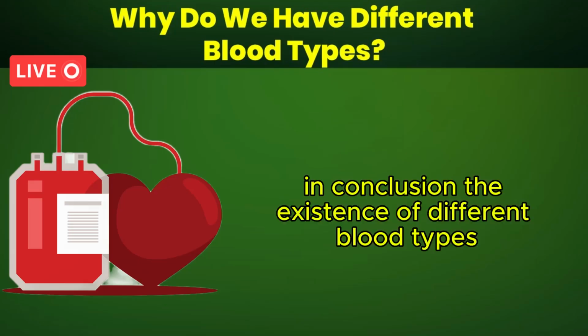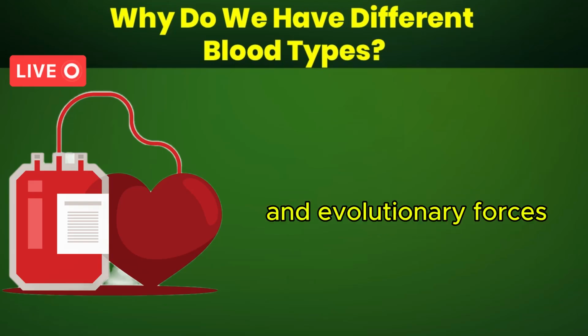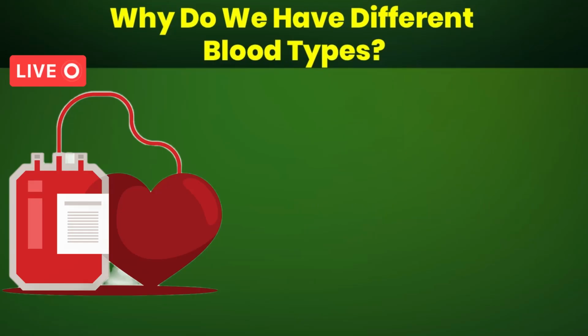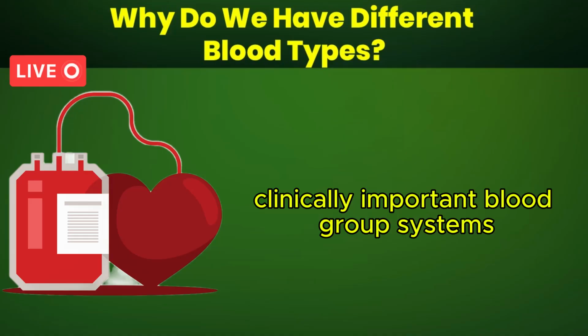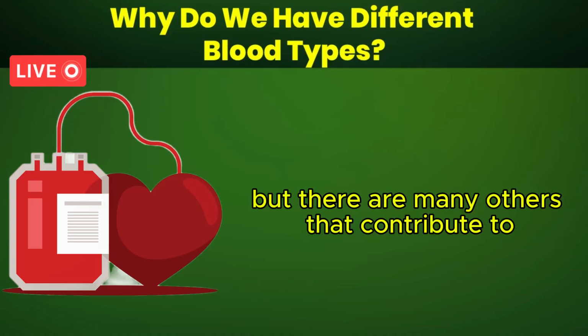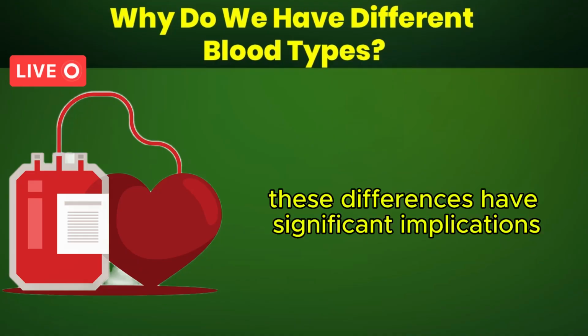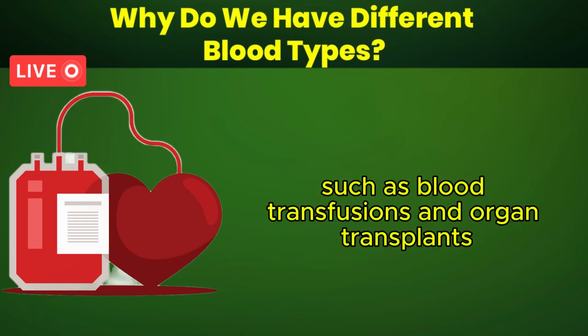In conclusion, the existence of different blood types is a result of genetic variation and evolutionary forces that have shaped human populations over thousands of years. The ABO and Rh systems are the most well-known and clinically important blood group systems, but there are many others that contribute to the diversity of human blood types. These differences have significant implications for health, disease susceptibility, and medical procedures such as blood transfusions and organ transplants.